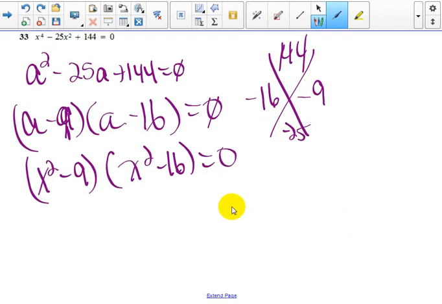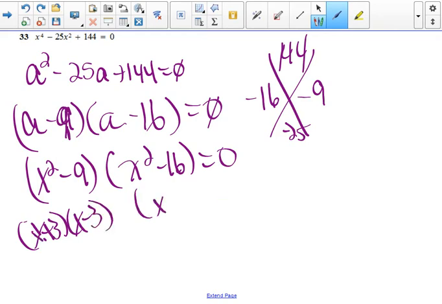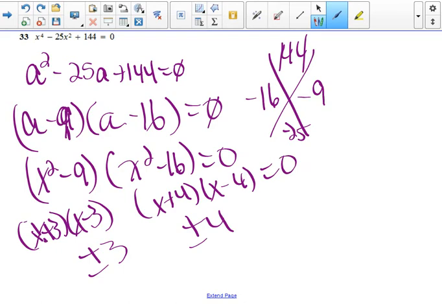Now let's factor each one of these. They're both the difference of squares, right? So this would be equal to x plus 3 times x minus 3 by our formula of difference of squares, and this one would be x plus 4 times x minus 4. So what is our answer? Positive and negative 3 and positive and negative 4. Because you have a positive 3 for this one, -3 for that one, -4, and a positive 4. So these are our zeros.